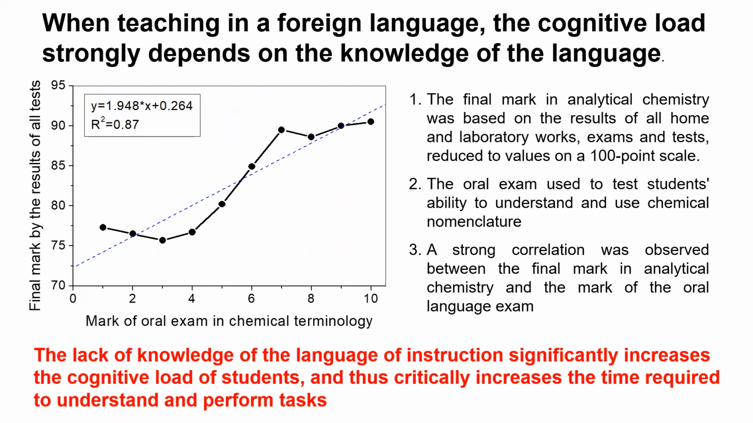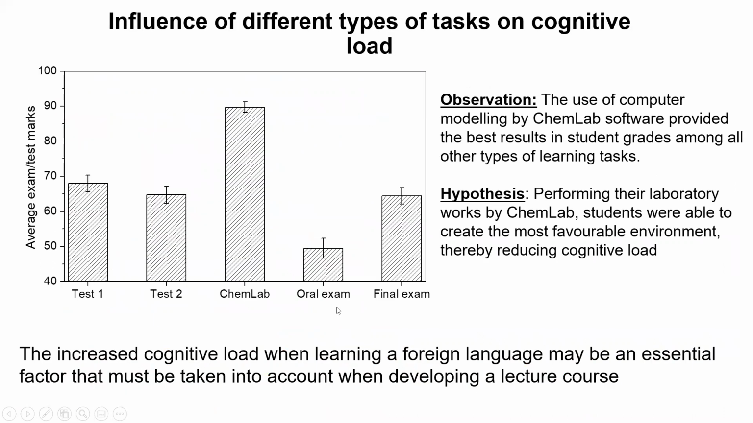Teaching in a foreign language enhances the mental load on students. The correlation between students' knowledge of the instruction language and their academic achievements was observed. You see one of our results as an example: this is the final mark by the results of all tests for Chinese students, and this was a mark of the oral exam in chemical technology. The next slide demonstrates the influence of different types of tasks on cognitive load.